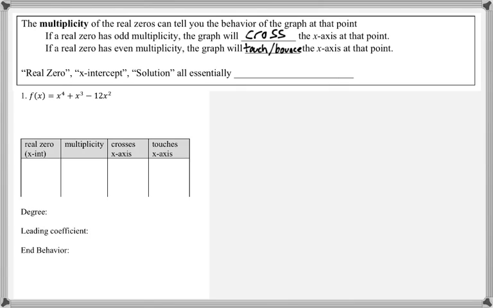So you'll be hearing the terms real zero, x-intercept, solution, and these all essentially mean the same thing.